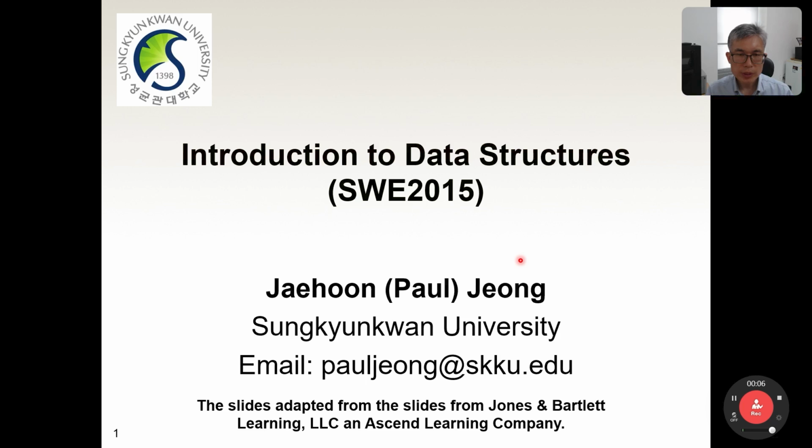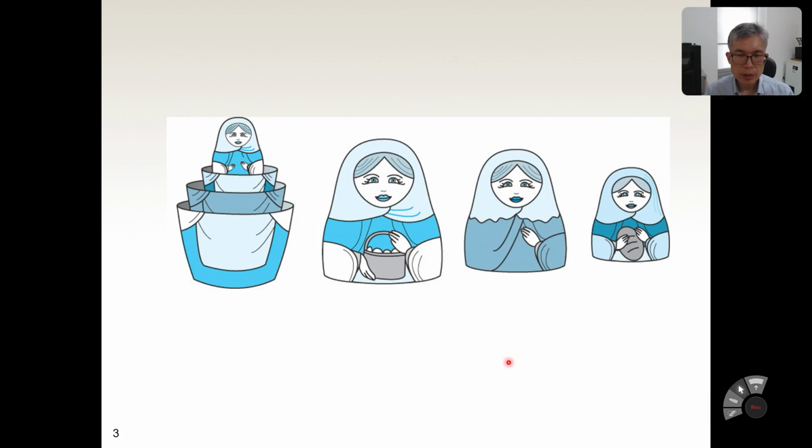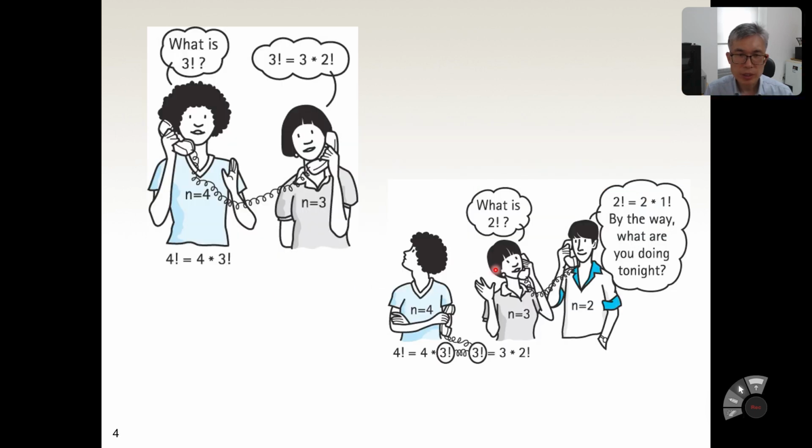Today we will study Introduction to Data Structures. Today's chapter is Chapter 7, Programming with Recursion. This figure shows recursion, right? So the DARs. So the big DAR box, small one, and smaller one, smaller one. So this is the recursion.